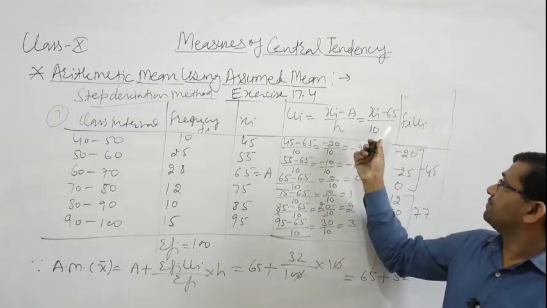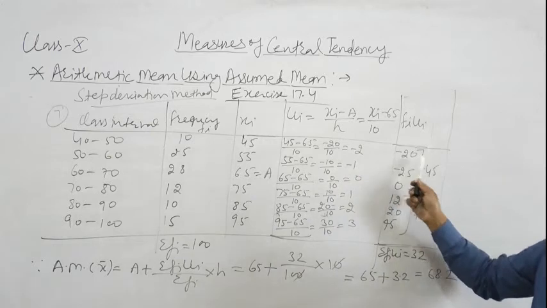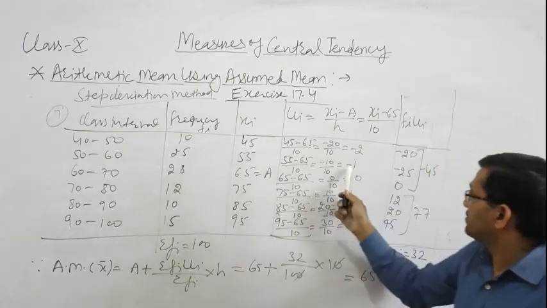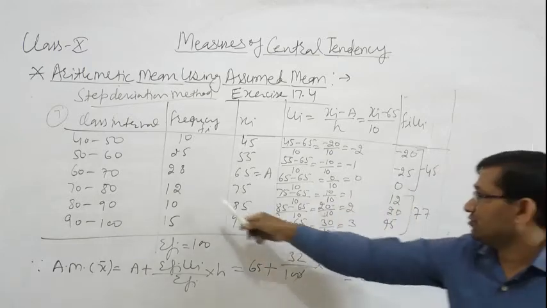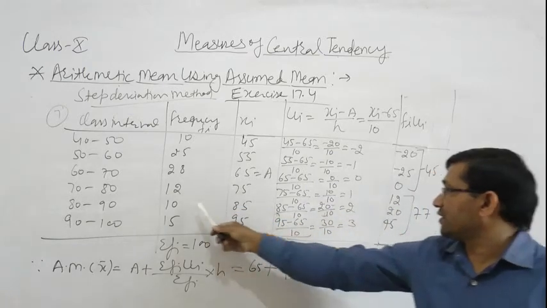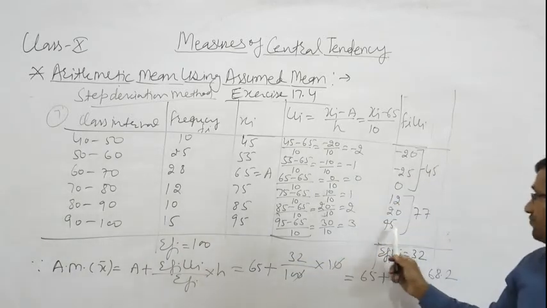We multiply fi by ui. 10 multiplied by minus 2 is minus 20. 25 multiplied by minus 1 is minus 25. 28 multiplied by 0 is 0. 12 multiplied by 1 is 12. 10 multiplied by 2 is 20. And 15 multiplied by 3 is 45.